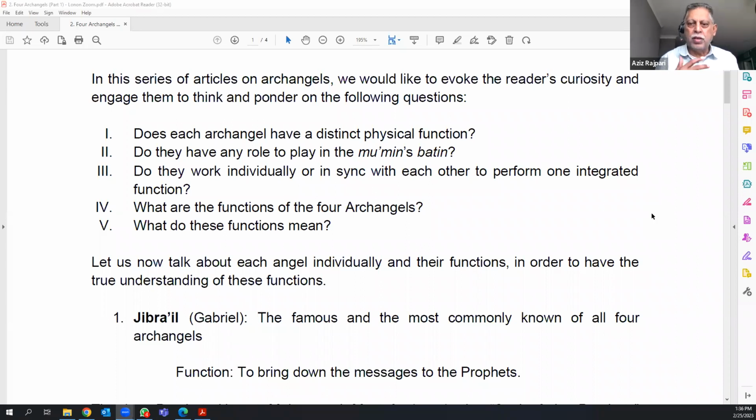So we will talk about these 4 angels and their individual, very distinct functions, and in a very light-hearted manner.